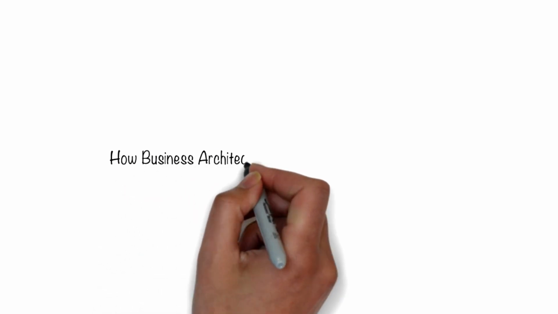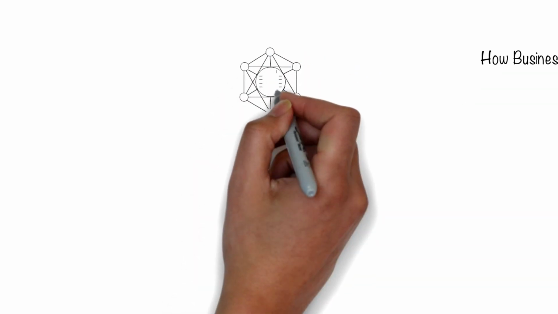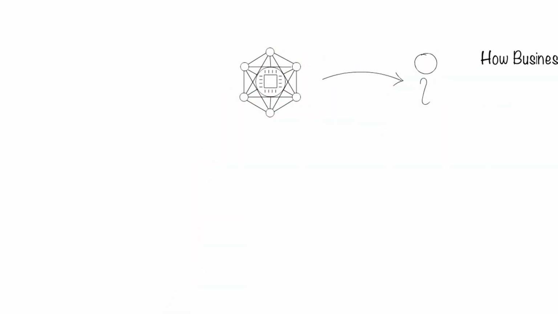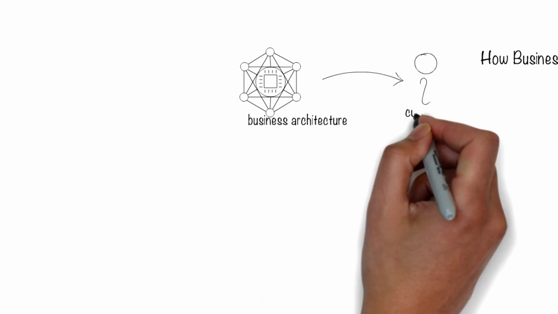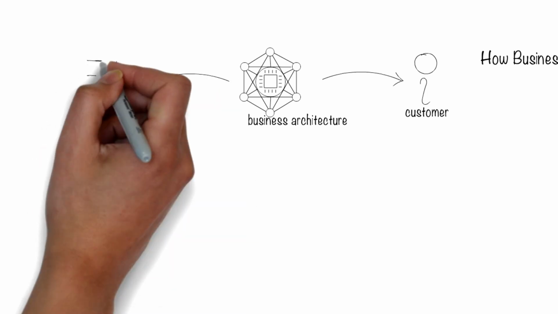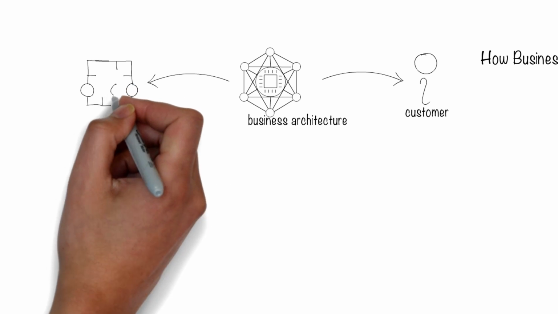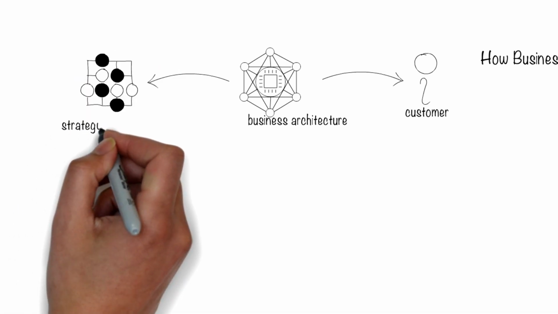How business architecture can help strategy formulation. Business architecture can be used in many places in the organization. After all, it's a discipline that helps to model the different parts of the organization and how these different parts work together to deliver value to the customer. But it can also be used as a model to understand what-if scenarios and analyze options for the future.